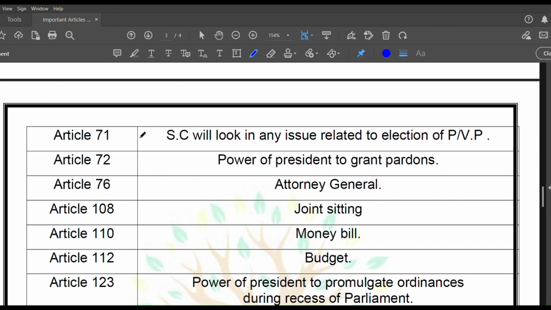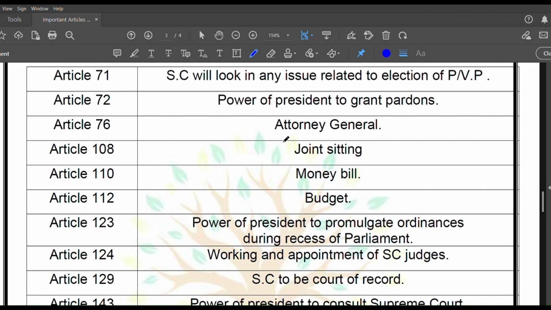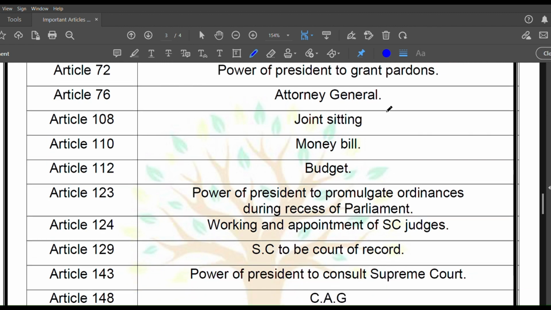Article 71, sorry, not 76. Article 71 talks about the Supreme Court looking into any issue related to election of president or vice president; if any issue arises, the Supreme Court will look into the matter. Article 72 talks about the power of president to grant pardons. Remember one thing, president can pardon death sentences, but governor cannot. Article 76 talks about there will be an attorney general. Current Attorney General is R. Venkataramani.